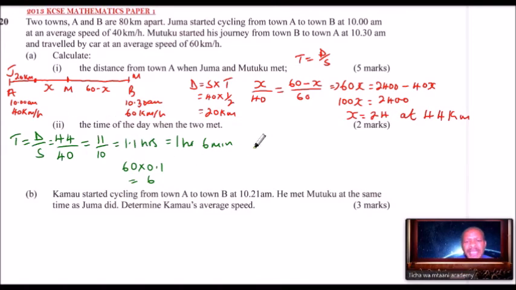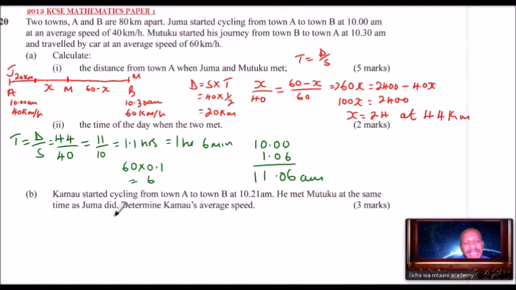Since Juma had started at 10 a.m., they took 1 hour 6 minutes. So you add 6 minutes, and you get 11. So they met at 11 a.m. That is when they met with Mutuku. So we go to part B.